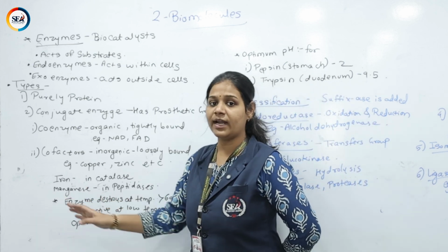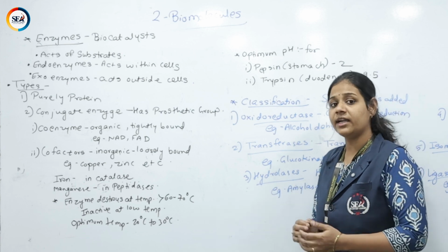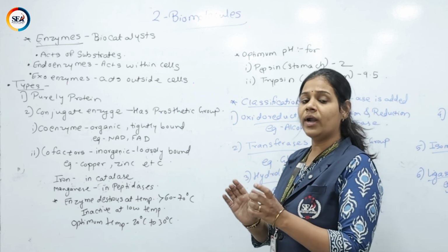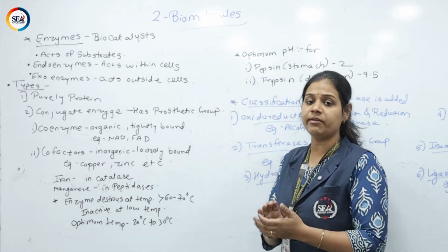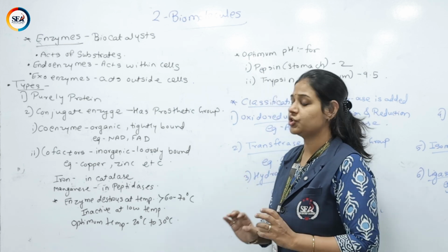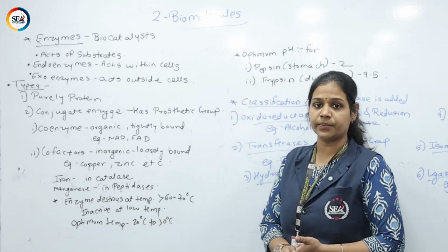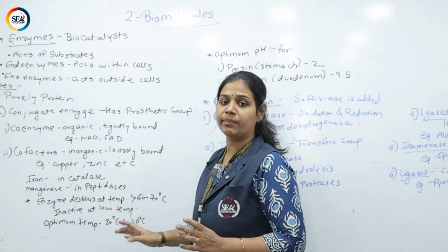Enzymes are destroyed at high temperature, that is above 60-70 degrees Celsius, and they are inactive at low temperature. What is the optimum temperature of an enzyme? The temperature at which the enzyme shows its highest activity is called the optimum temperature. The maximum efficiency of the enzyme is seen at the optimum temperature.